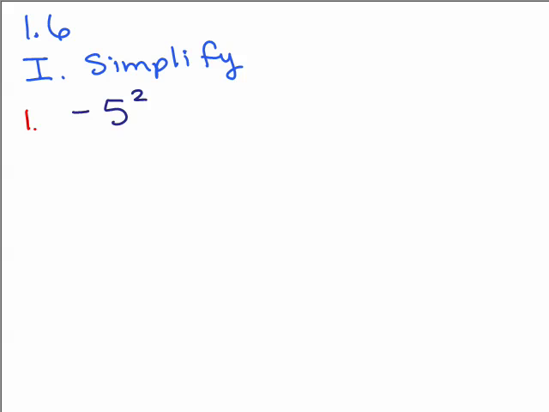We're still working in Chapter 1, the review exercises. These are problems from 1.6, and this is Part 1, Simplify.